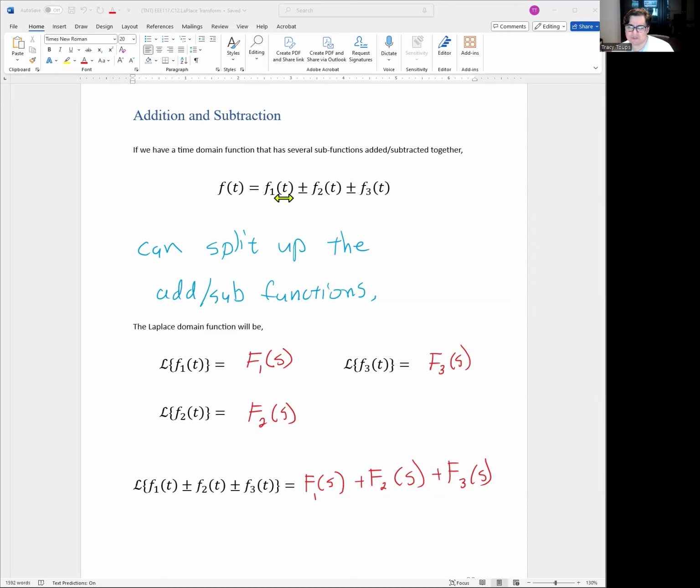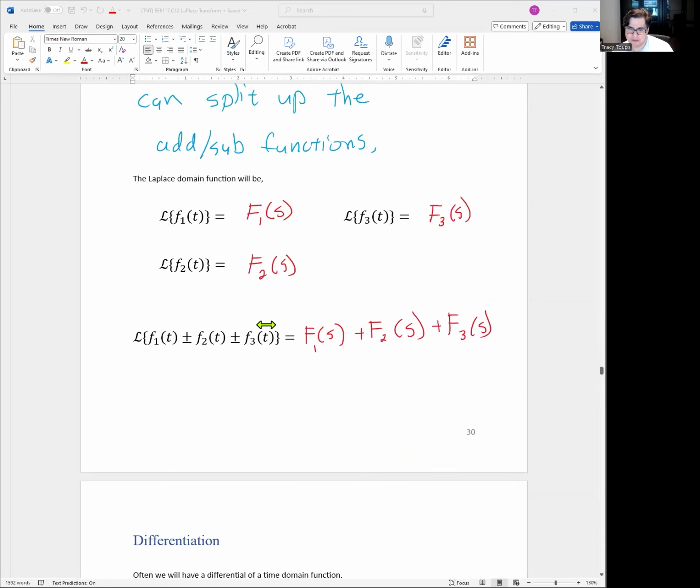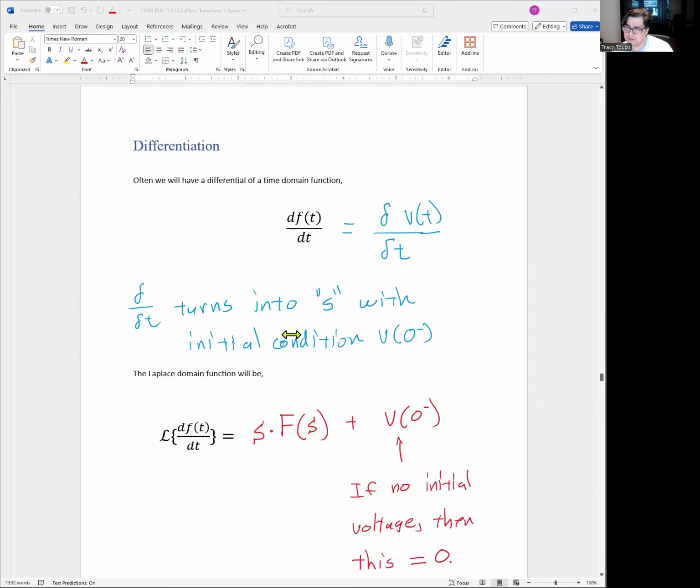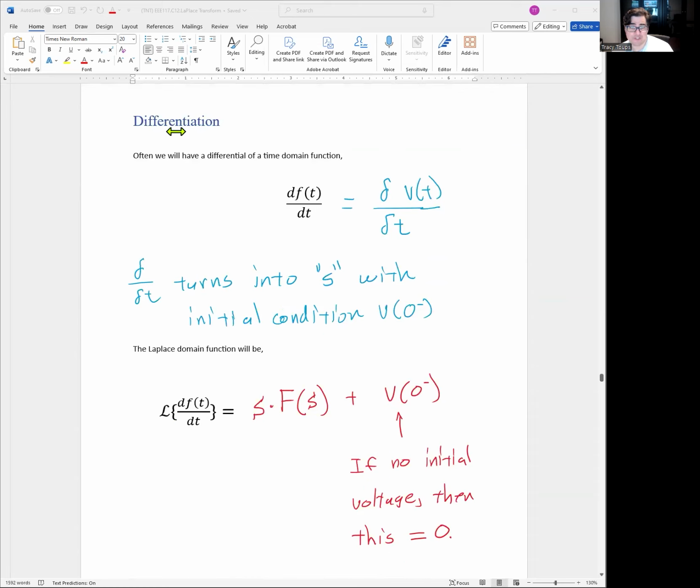So far it's pretty easy, right? This is all common mathematical sense. Now let's get to the wonkier stuff. What about differentiation? Very often we have something like dv over dt or di over dt. What happens here? The d over dt can be split up as d over dt of a particular voltage, current, or some variable.